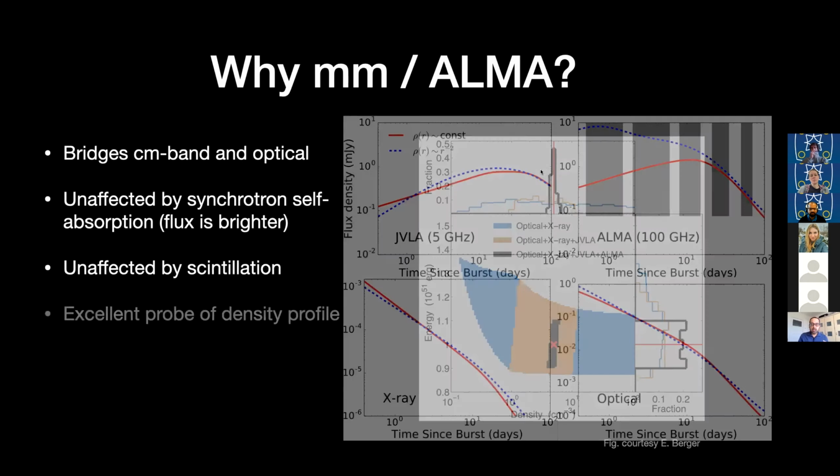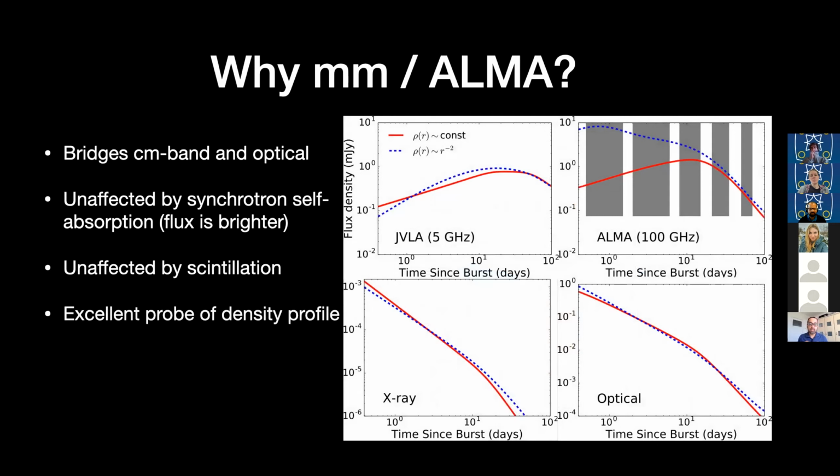The millimeter band is also a very good probe of the density structure of the environment. These two models, shown in the red line and the blue dashed line, with different density structures, are almost indistinguishable at, say, 5 gigahertz in the centimeter band, or in the X-rays, or in optical bands. But it's quite easy to tell them apart in the millimeter band, especially with early measurements. So we can understand the radial structure of the density around whatever it is that is exploding or producing an outflow. And finally, the millimeter band is also a good probe of intrinsic polarization, which has information about the magnetic field structure of the outflow.